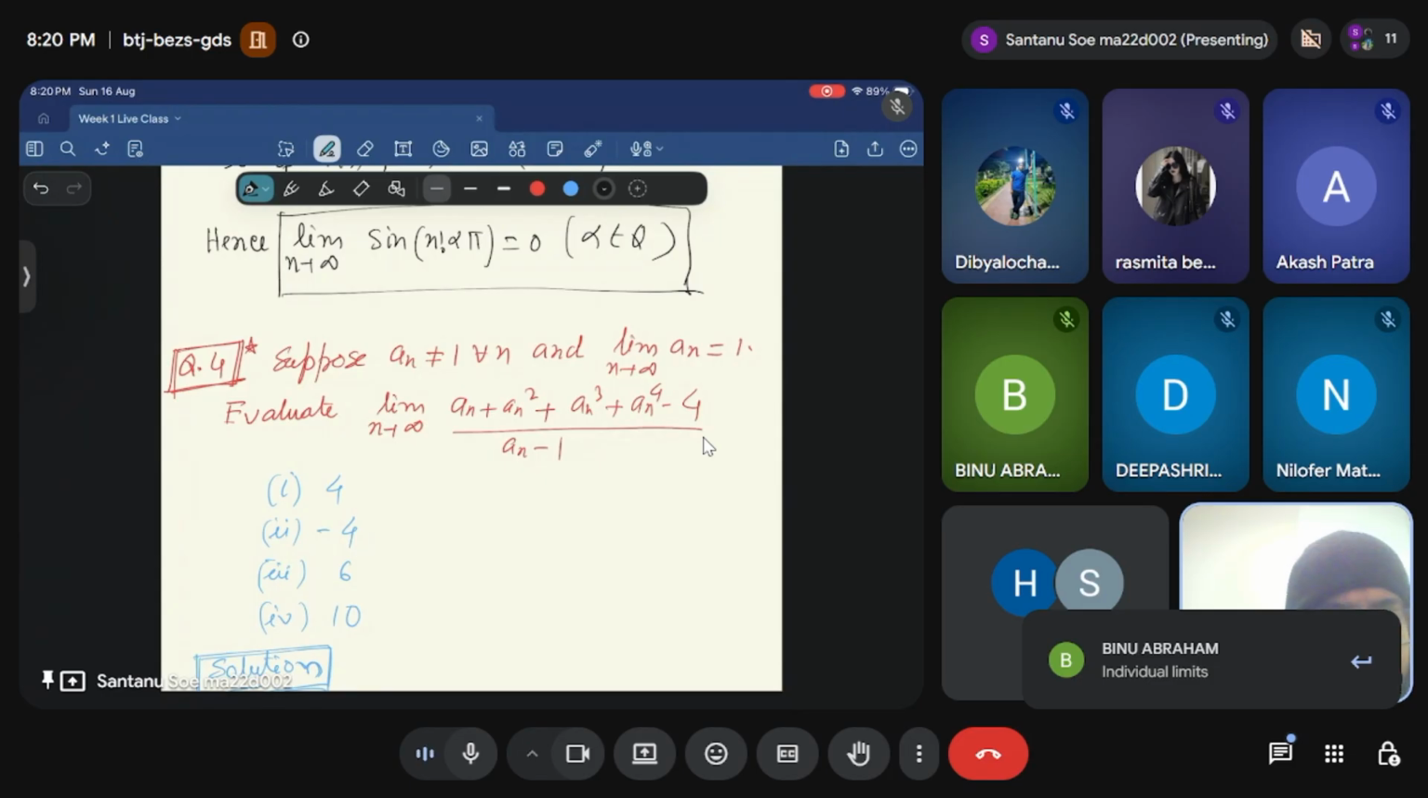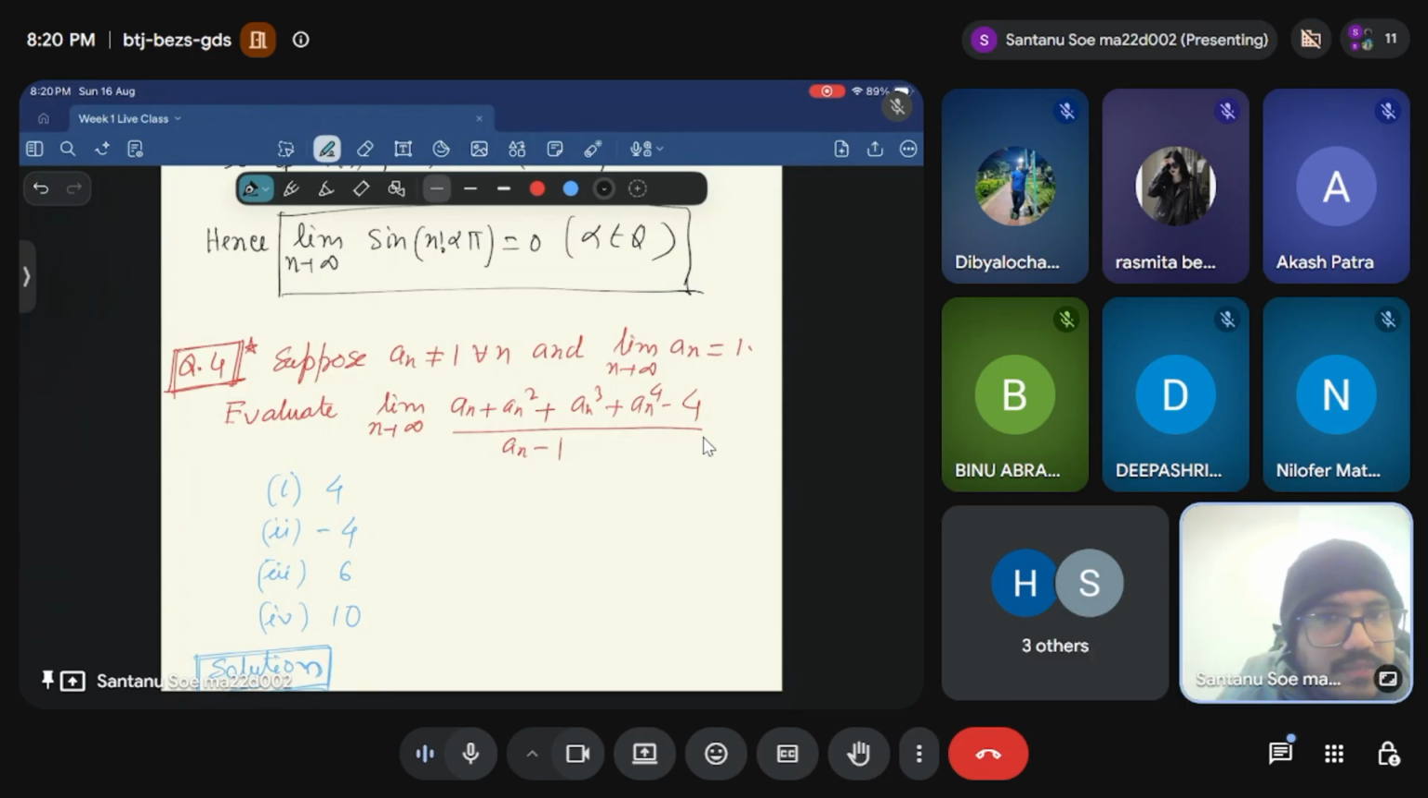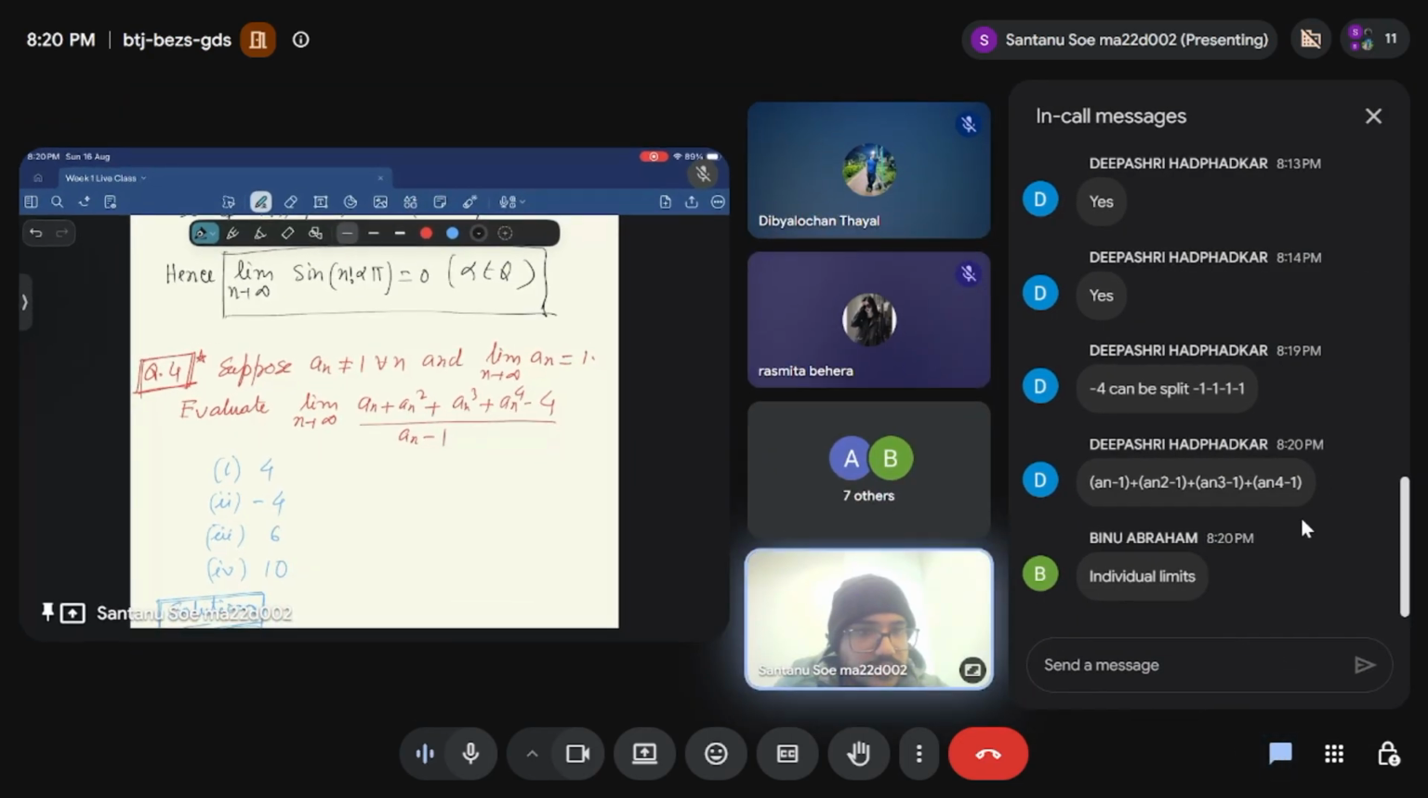But see, in the denominator there is a_n minus 1. You cannot take the limit, right? Because it will be 0. The limit of a_n is 1. In the denominator you cannot take the limit. I don't know if you have seen in the limit chapter, if you are evaluating a limit, the denominator should not be 0, right? You cannot just take the limit right now in its current form, at least.